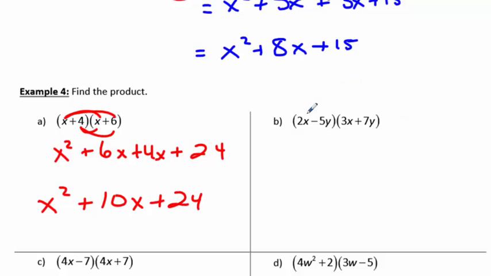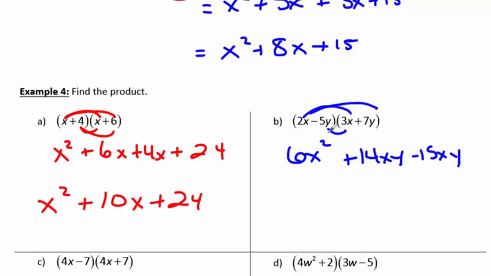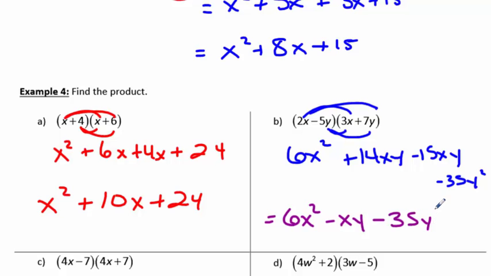Let's distribute in the next one. 2x times 3x is 6x squared. Keep going with the 2. 2x times 7y is plus 14xy. Now we're finished with the 2. We've distributed to both terms. We're going to start with a negative 5y. Negative 5y times 3x is negative 15xy. And negative 5y times 7y is negative 35y squared. Combine your like terms. We're going to have 6x squared. 14 minus 15 will give us negative 1xy, or just negative xy. Then our minus 35y squared.